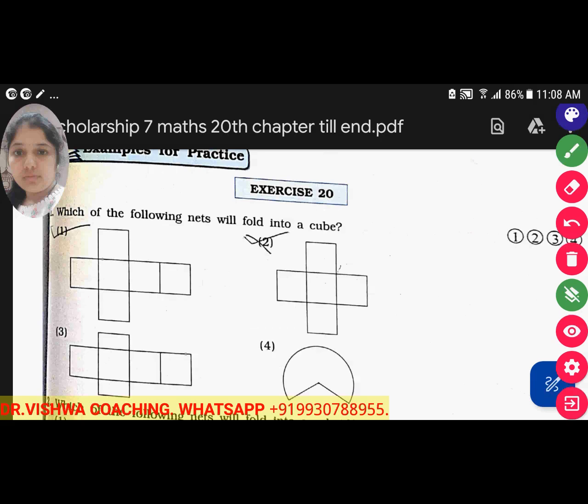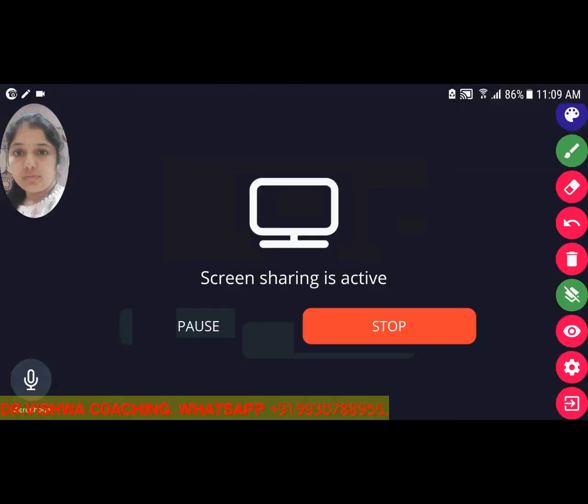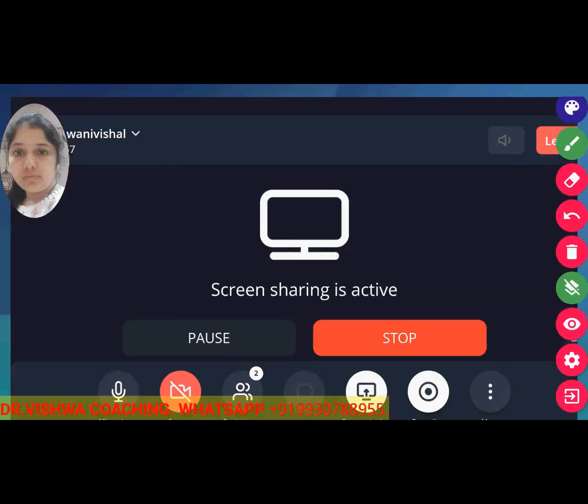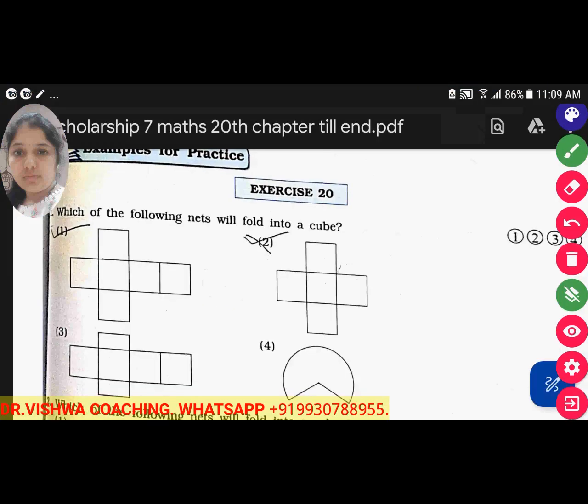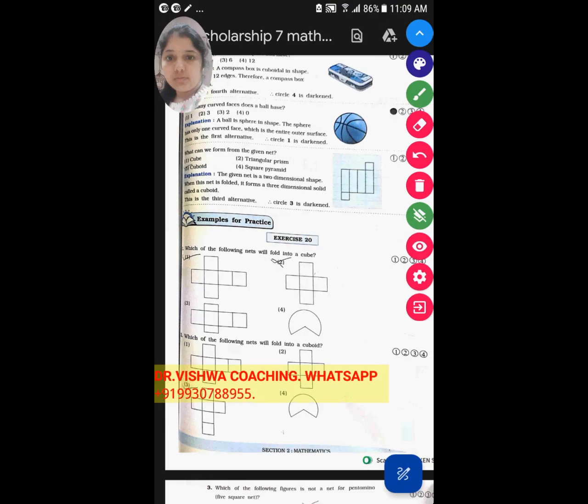Or you can try folding it by mind mapping. So you all can have an idea of how to fold it. Okay, 1 second.